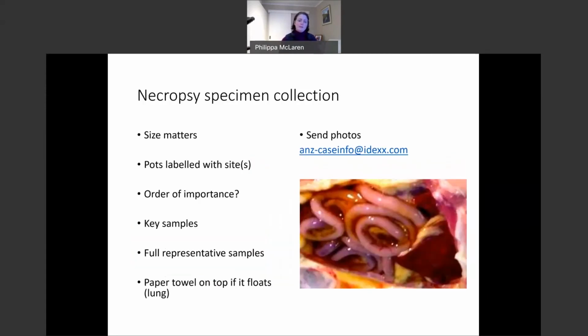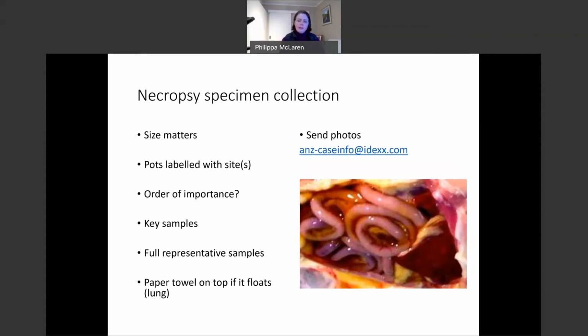Now we come to necropsies. For those of you who aren't regularly doing necropsies, you can finish here because that's the end of the biopsy section. But if you're planning or unexpectedly find yourself with a surgical disaster or a need to open an animal up for insurance or for clinical investigation, the size of the specimens that you send us matters just as much for necropsy collection as it does for biopsies. Anything more than 1 centimetre in thickness isn't going to fix.